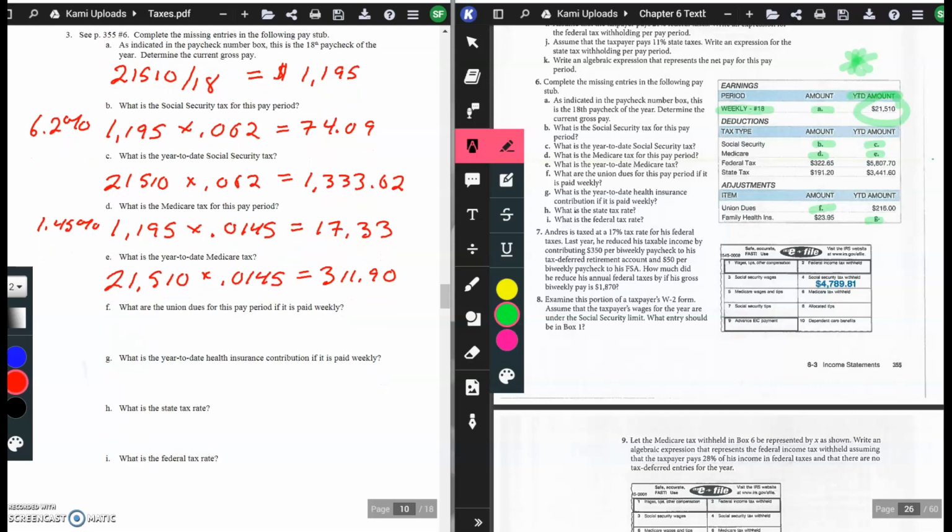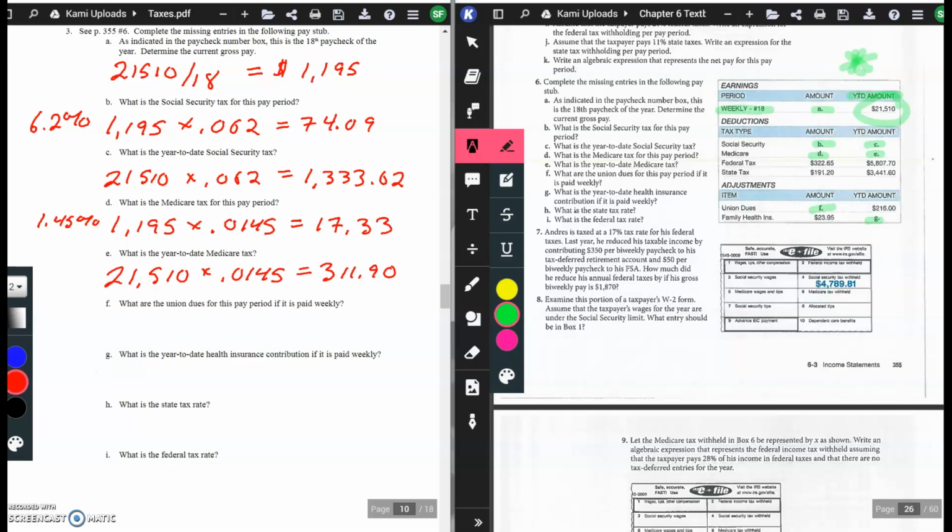Okay, part F. What are the union dues for this pay period if it is paid weekly? So union dues is down here at the bottom of your table. You can see union dues in the textbook. Year-to-date amount is $216. So again, $216 divided by 18, this is your 18th paycheck, gives you $12 for this pay period.